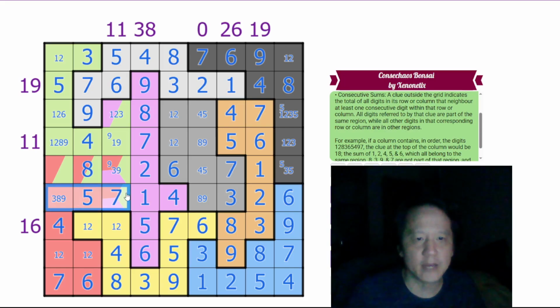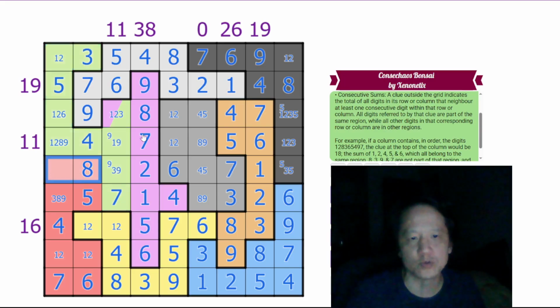The 7 cannot be red, and it cannot be pink. Therefore, it must be green. So this is green, which means it must connect here with this digit. So this is green, because, again, green cannot cut off red. This is 1, 2, 3, 4, 5, 6, 7. Actually, we have 1, 2, 3, 4, 5, 6, 7, 8, 9 greens.